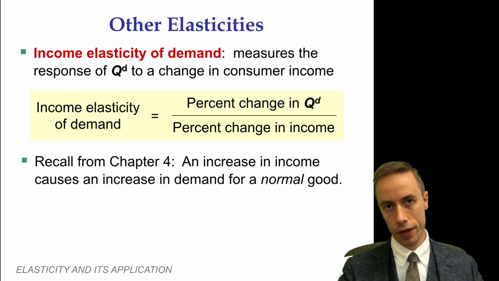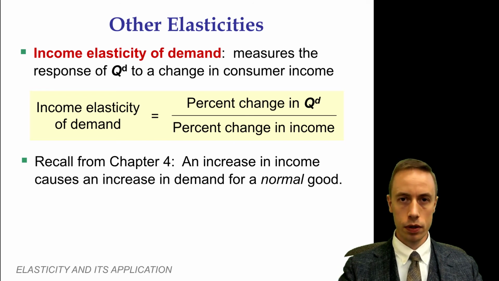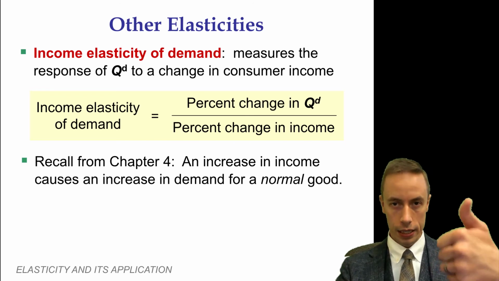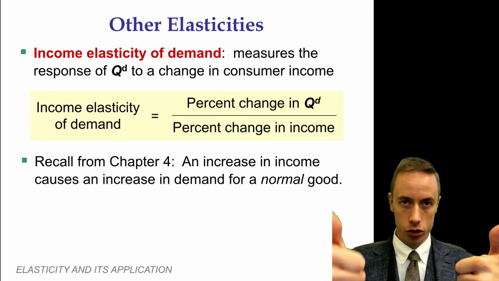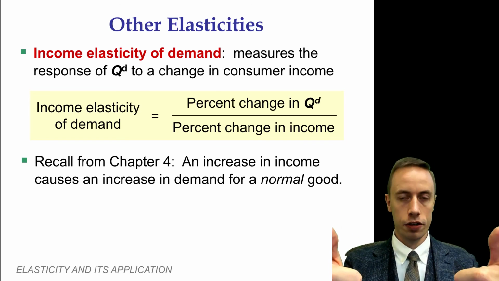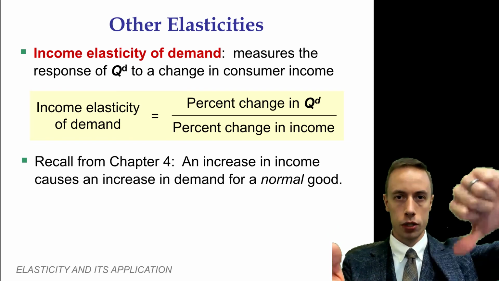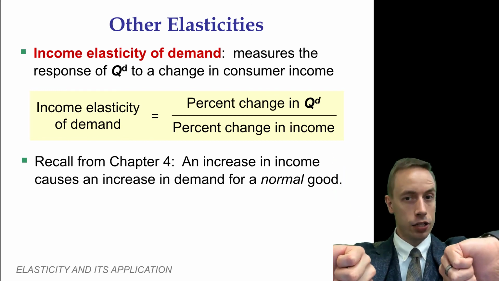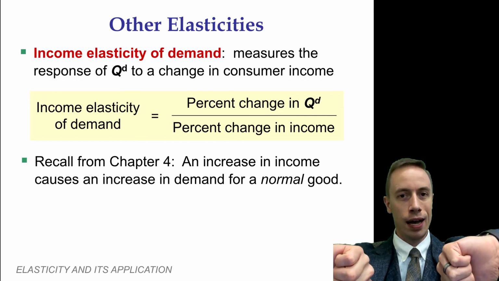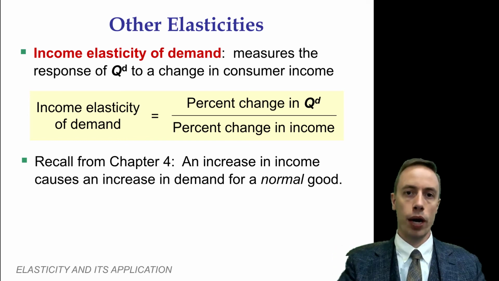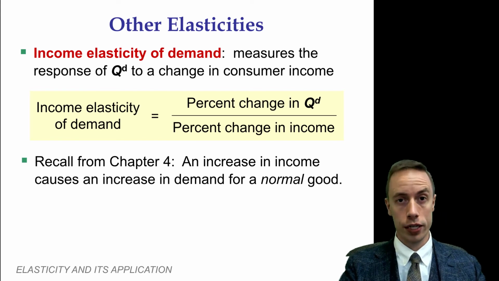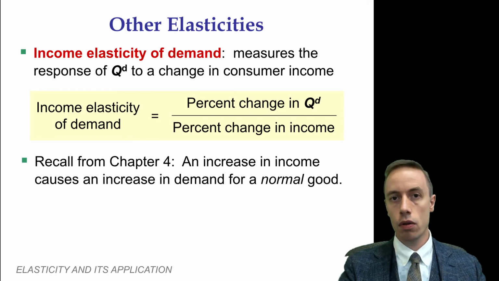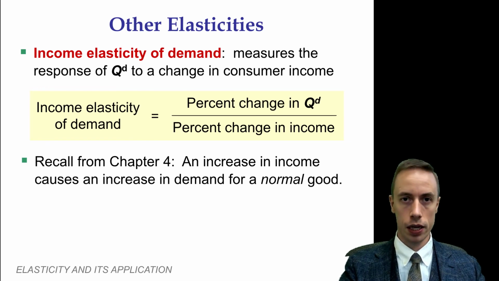Option number one. If you are looking at a normal good, quantity will increase when income increases. So you're going to have a positive number in both the numerator and the denominator. Or quantity will decrease when income decreases. You'll have a negative number in both the numerator and denominator. Either way, the value of the fraction is greater than 0. It'll be a positive fraction. That's a normal good. Normal goods have positive income elasticities.